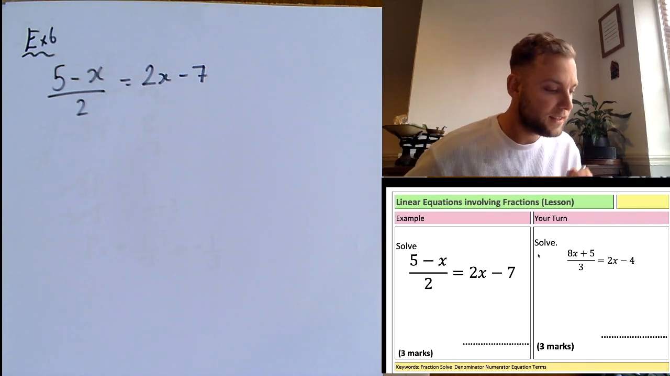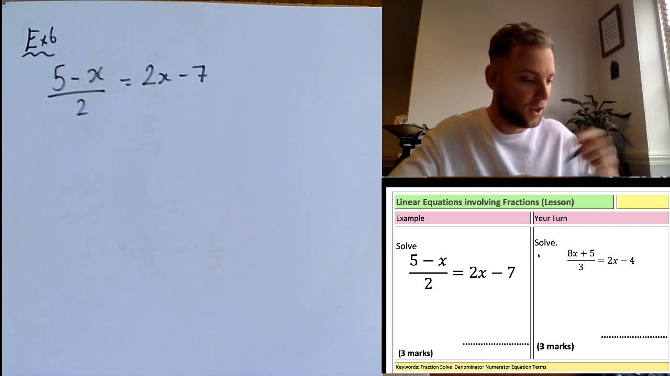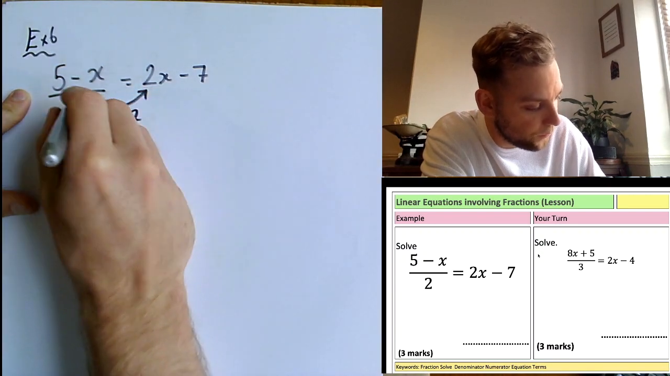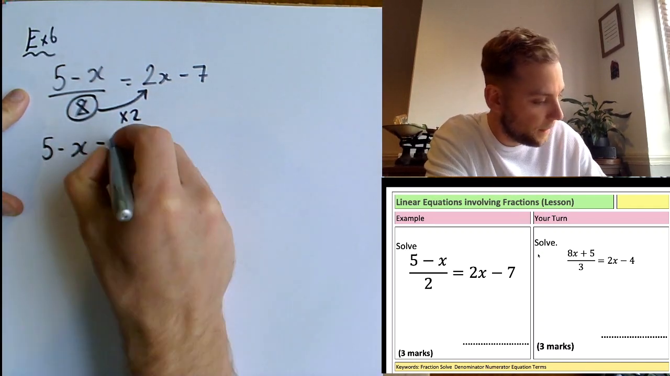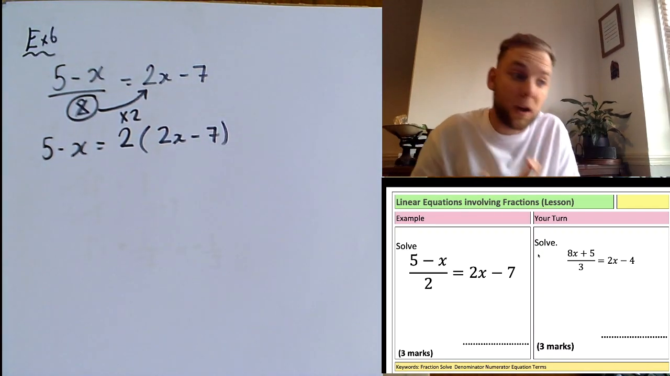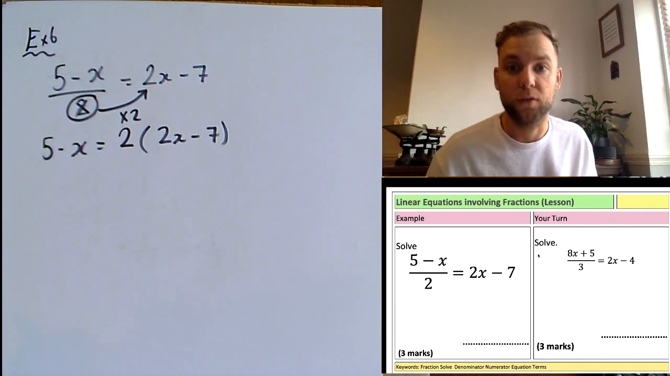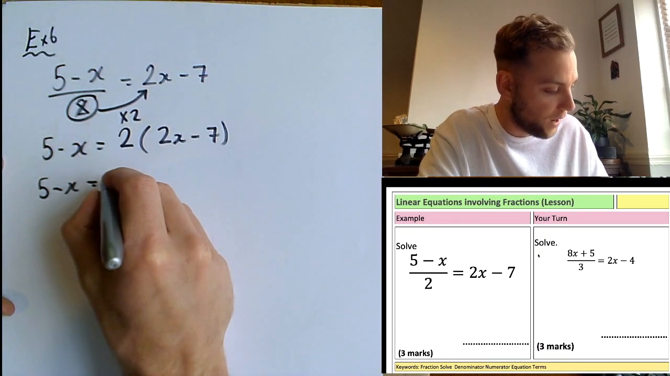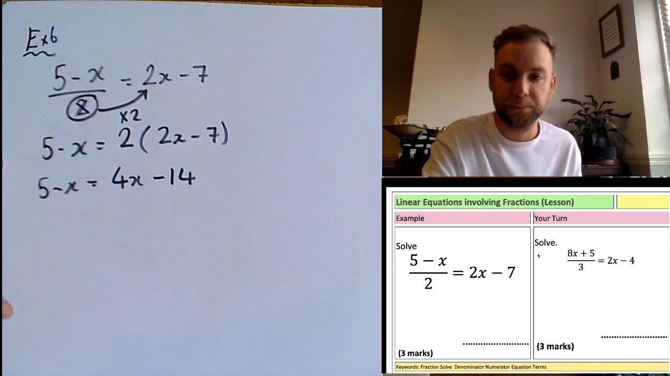So, with this example here, the first thing we need to do is get rid of the fraction first. So I get rid of this divided by 2, and I do that by timesing the other side by 2. Okay, so I end up with 5 minus x is equal to 2 times 2x minus 7. I'm doing 2 times all of that. Okay, then I can solve this like I'm solving equations with unknowns on both sides. So it's going to be 5 minus x is equal to 2 times 2x, which is 4x, and 2 times minus 7 is minus 14.